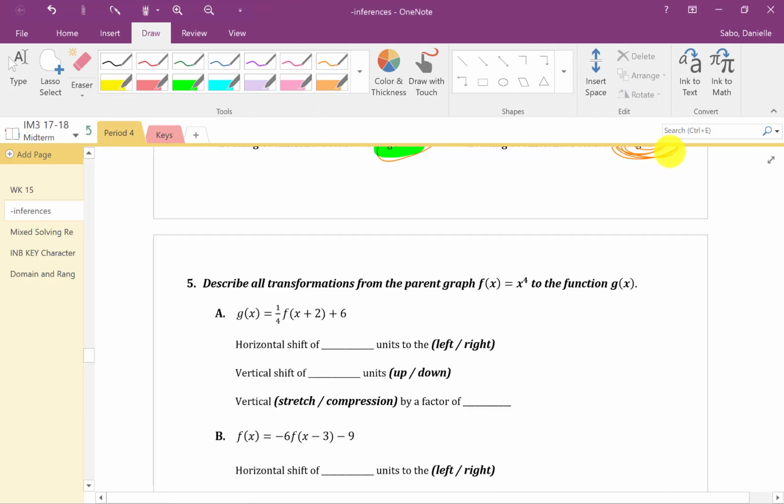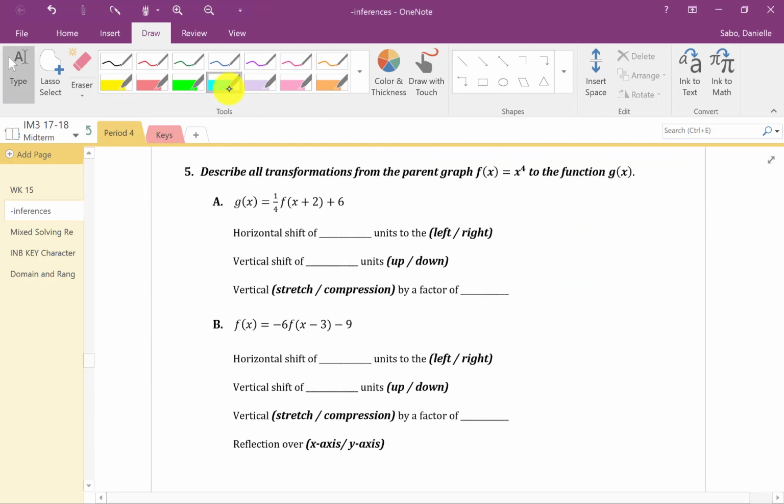All right, next. You guys were really good at this, and I'm excited to do it again. We did a little bit yesterday. Describe all transformations from the parent graph. This 1/4 is telling me that I'm stretching or compressing. I am going to be compressing because my value in front is less than 1, and I'm compressing by 1/4.